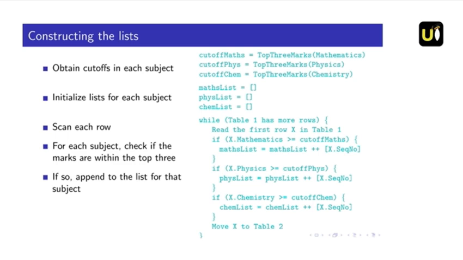So the cutoff for maths is the top 3 marks when mathematics marks is used as a parameter. Then we do the same for physics and chemistry. Then we initialize all the three lists to empty lists so we can append all the marks later. So how do we append the marks? We use the pseudocode. While table 1 has more rows, read first row x in table 1, if x mathematics is greater than cutoff marks. So whatever the cutoff marks is, if the marks of this student fall into the top three marks, then the sequence number or the ID of this particular person, as in the roll number or whatever this person has, that ID gets appended into the list.